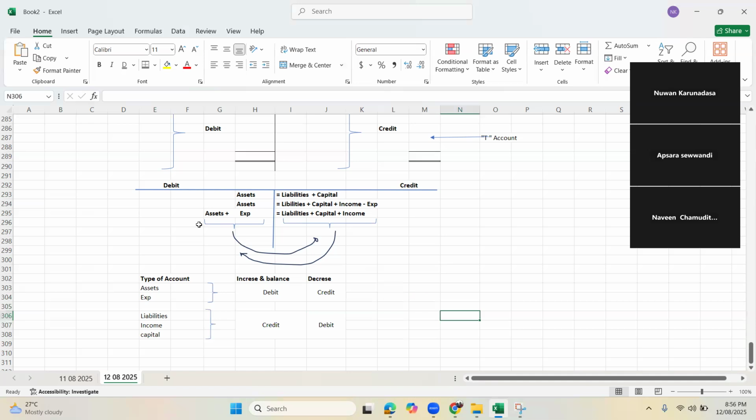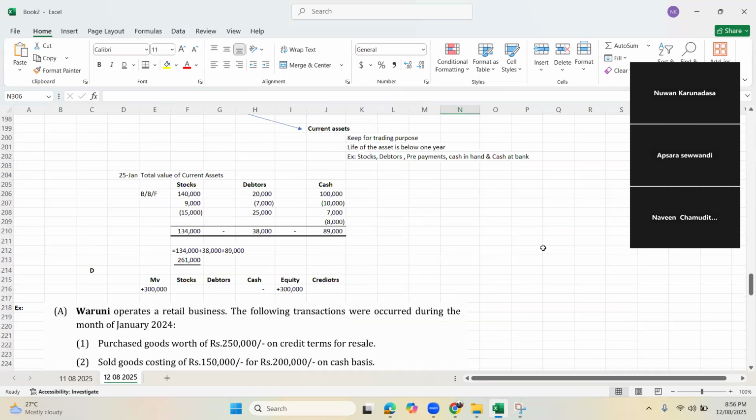Apsara, understood? Yes, sir. Right, Naveen, understood? Yes, sir. Right, we'll do a small working.